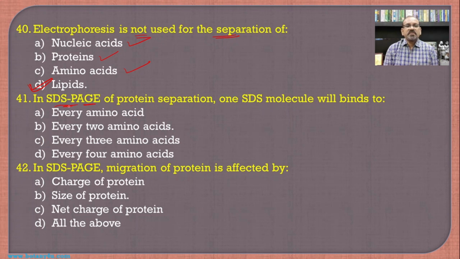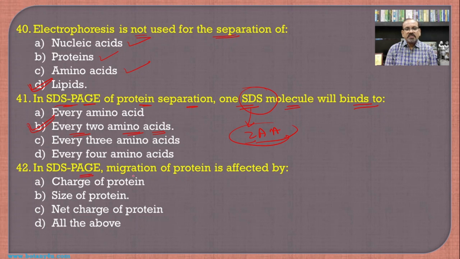In SDS PAGE, that is sodium dodecyl sulfate polyacrylamide gel electrophoresis of protein separation, one SDS molecule will bind to. So when we see this complete process of protein separation, we find that it always binds to 2 amino acids, and hence every 2 amino acids are bound with sodium dodecyl sulfate, and hence it becomes the answer for this question.